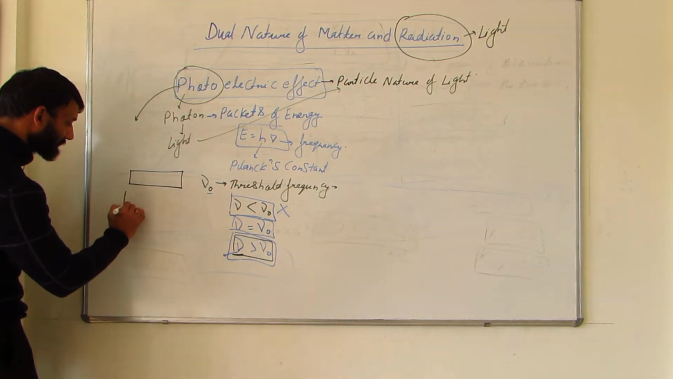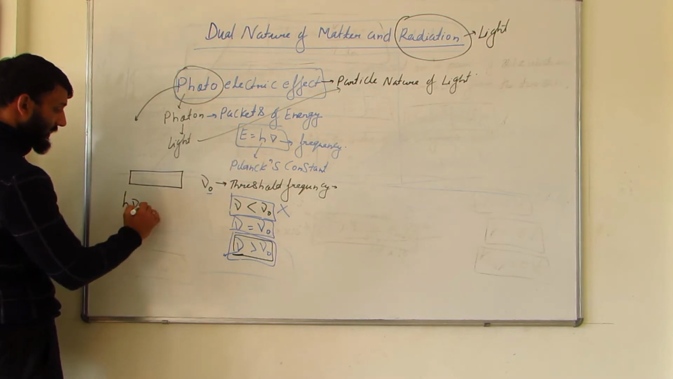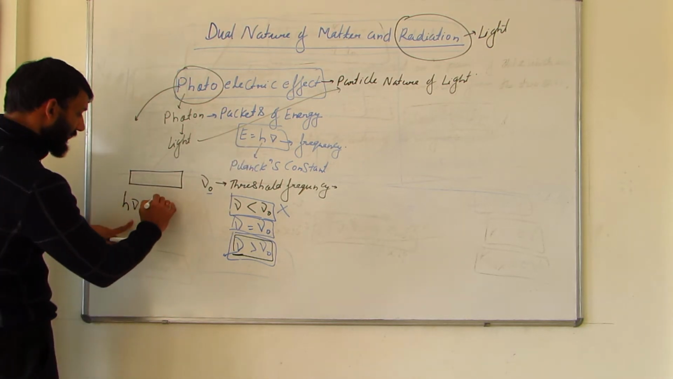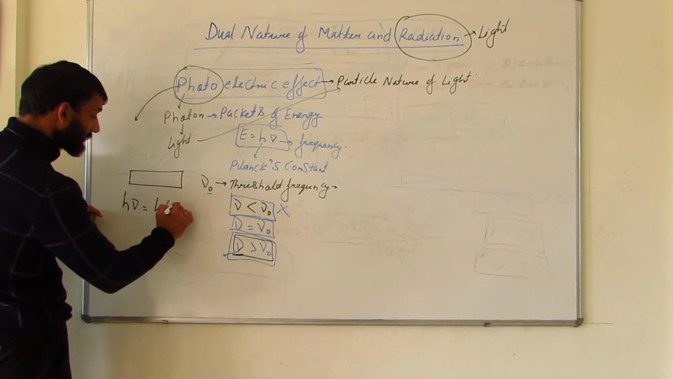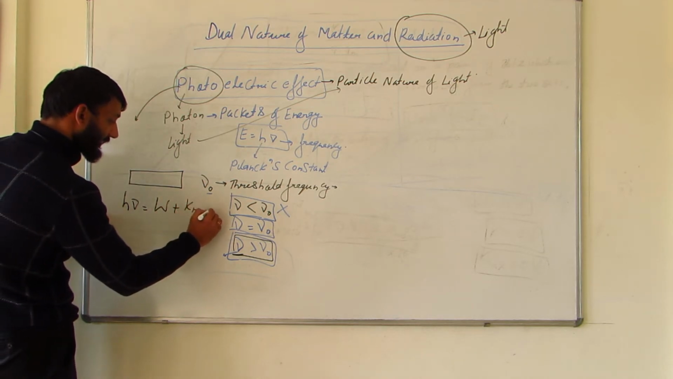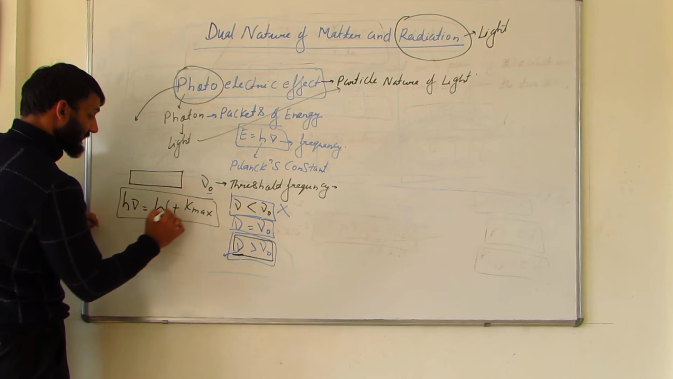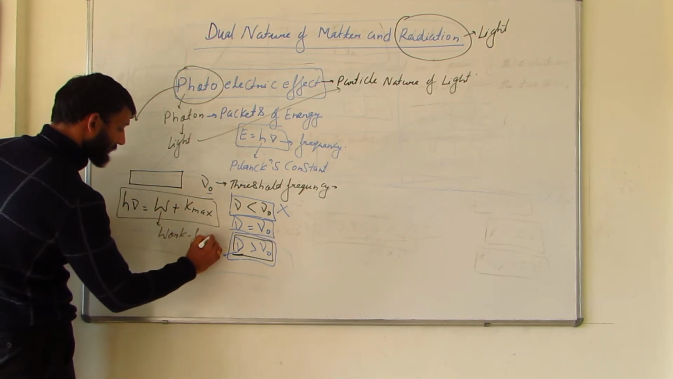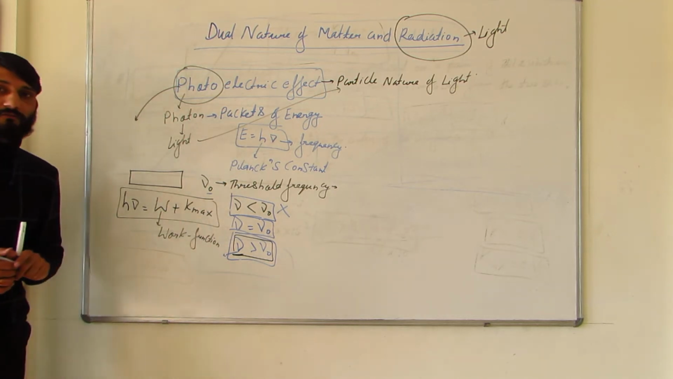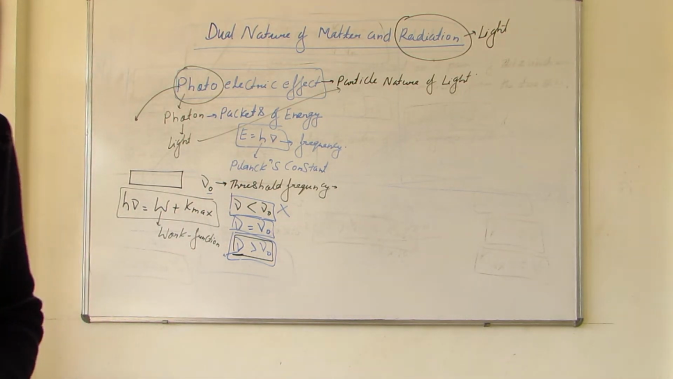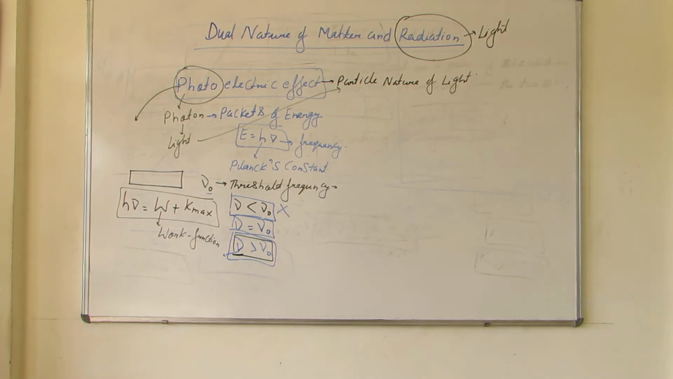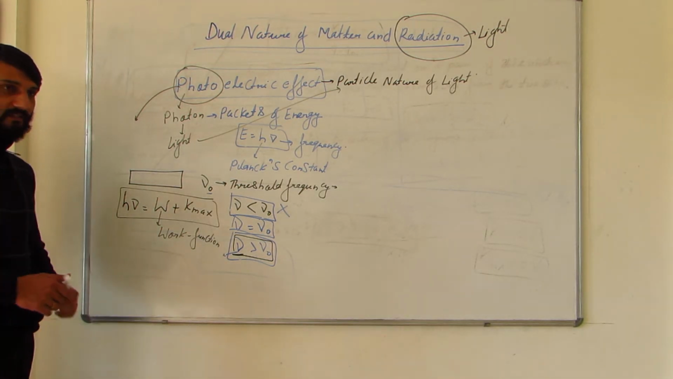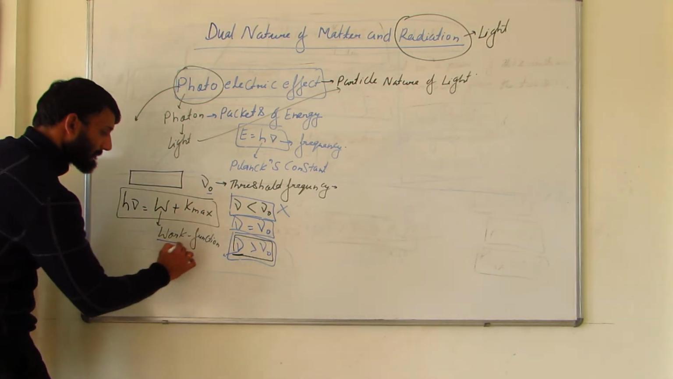Now this h nu, which is energy, will have two parts. One is what we call W, and the remaining will become maximum kinetic energy. Now what is W? W is what we call work function. Work function is the minimum amount of energy required to take the electron out of the surface. That is what work function is.